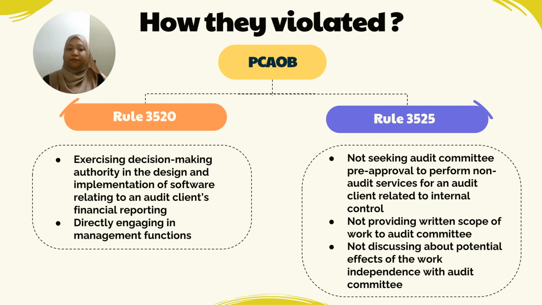While Rule 3525 means that auditors need to seek audit committee approval to perform non-audit services for an audit client related to internal control over financial reporting. The auditor must also describe in writing to the audit committee the scope of the work, discuss with the audit committee the potential effects of the work on independence, and document the substance of the independence discussion. Basically, PwC did not implement those requirements. That's how they violated Rule 3525.